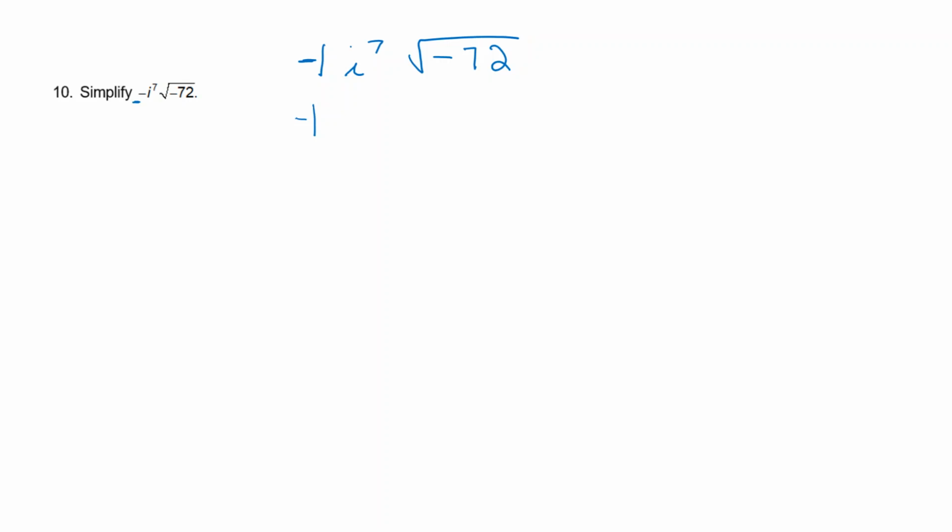Now I'm going to deal with i to the 7th. There's lots of different ways that you can deal with i to the 7th. I like to deal with i to the 7th by saying this: i squared times i squared times i squared times i. 2, 4, 6, 7 i's. All right, so i to the 7th could be written like this.